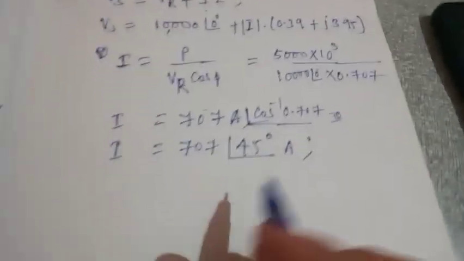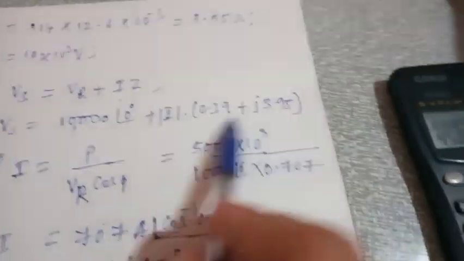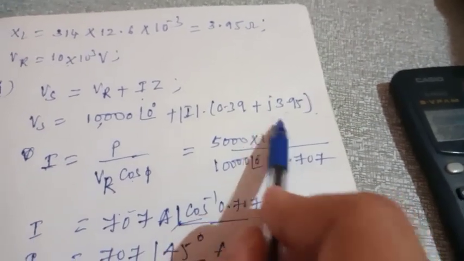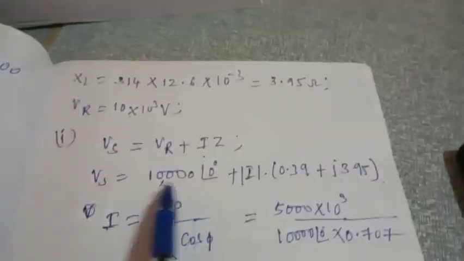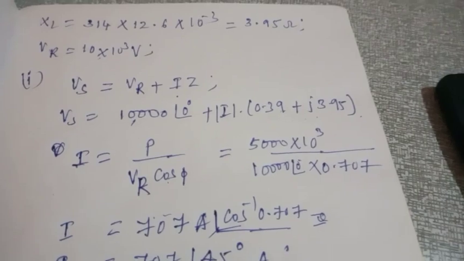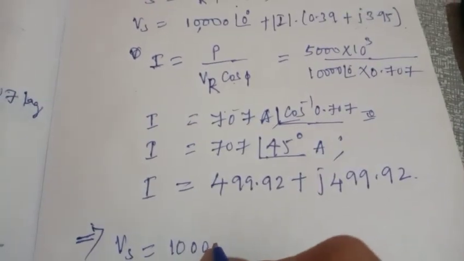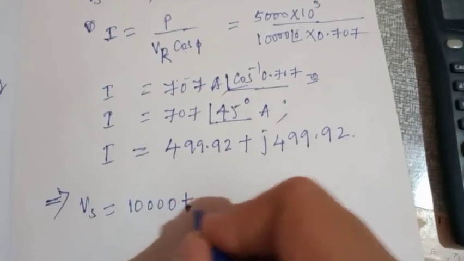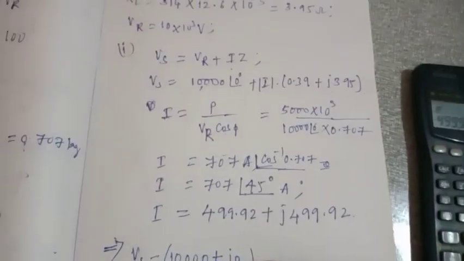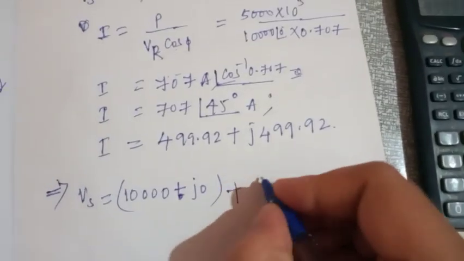So now substitute this. Z is also in the j form, meaning the rectangular form. Now I have to convert this current into rectangular form. That implies Vs is equal to 10,000 volts, at an angle 0 degree means plus j0, plus I. What is the current?